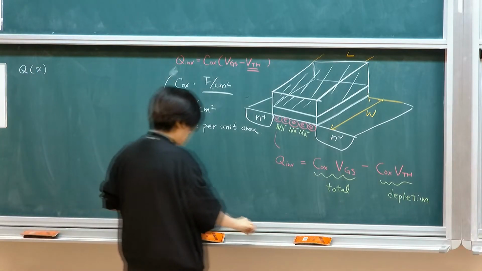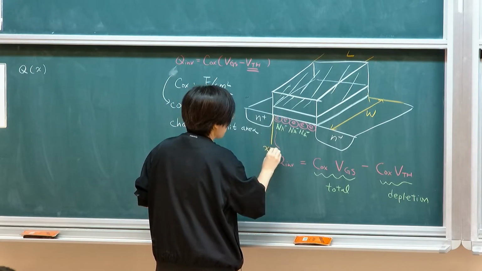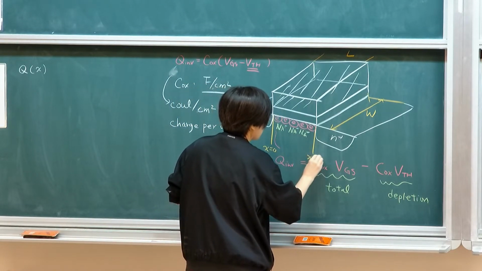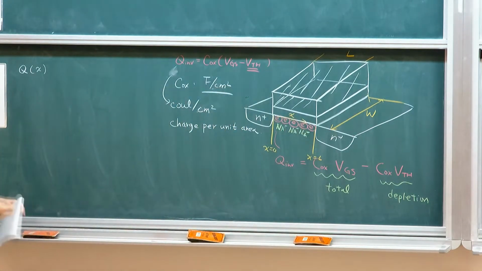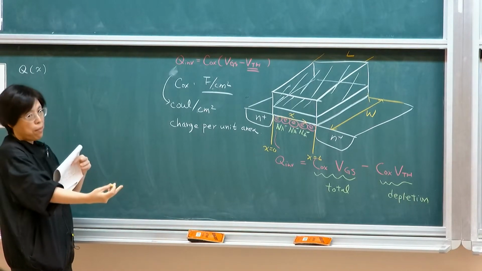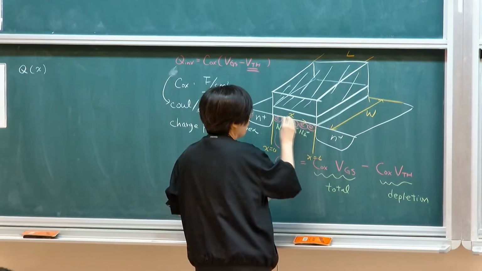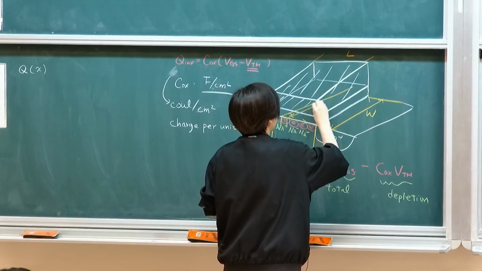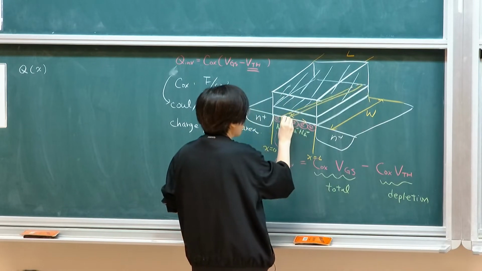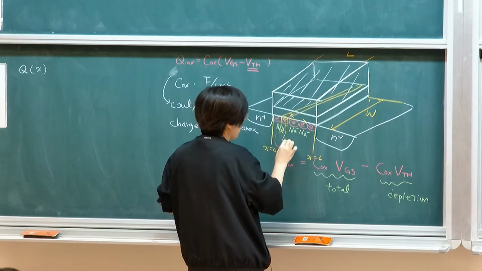So let me define the direction. This is x equals 0. This is x equals L. So we're only looking at one dimension. This is x. So in the width dimension, we're assuming that there's no potential difference, that the width dimension is uniform. So looking at this particular location, what is the unit length charge? At this x location, I want to find out Qx.